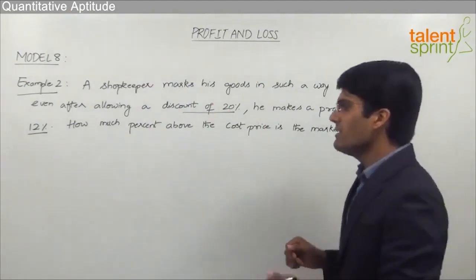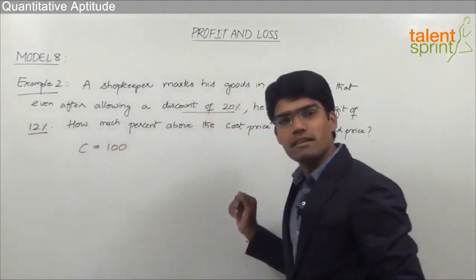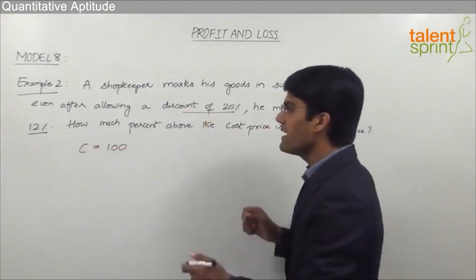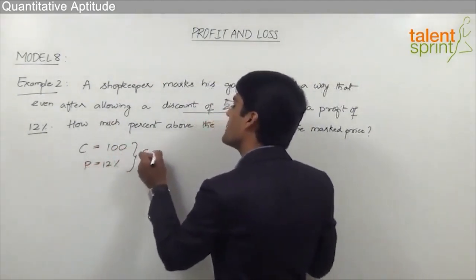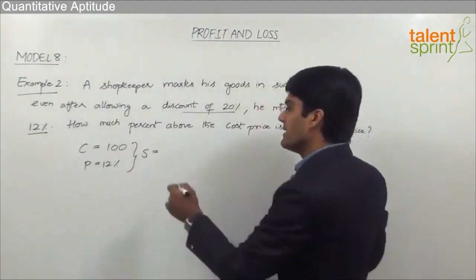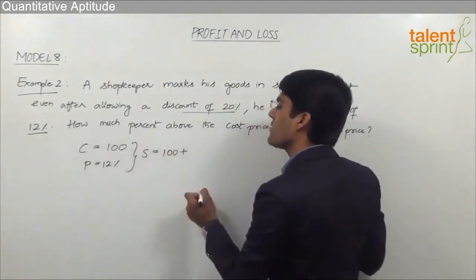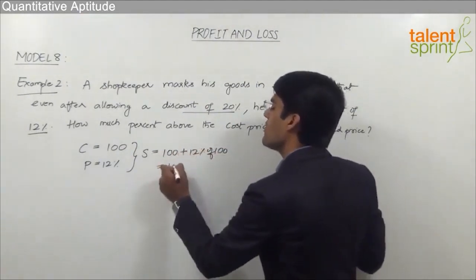Now to solve this question, let us start with an assumption that the cost price is rupees 100. If the cost price is rupees 100 and the profit is 12%, we can understand that the selling price should be equal to 100 plus 12% of 100. That is nothing but 100 rupees, that is the cost price, plus 12% of 100 rupees, which comes out to be 112 rupees.